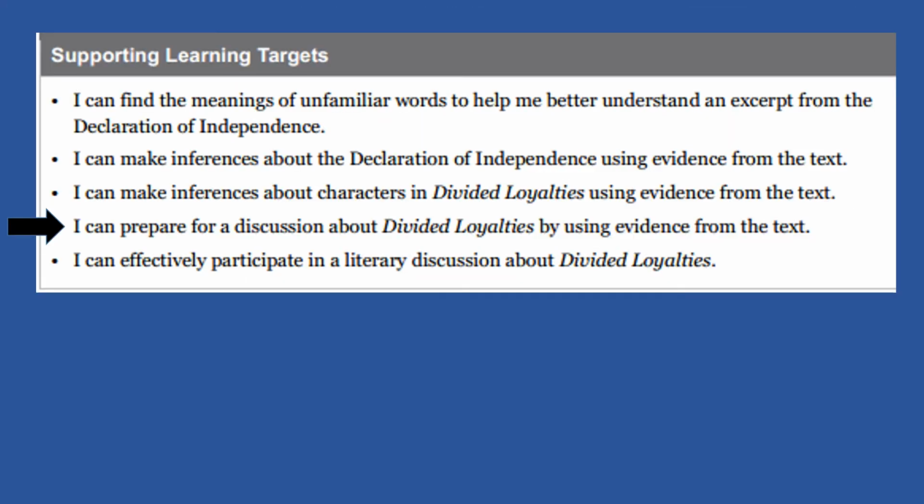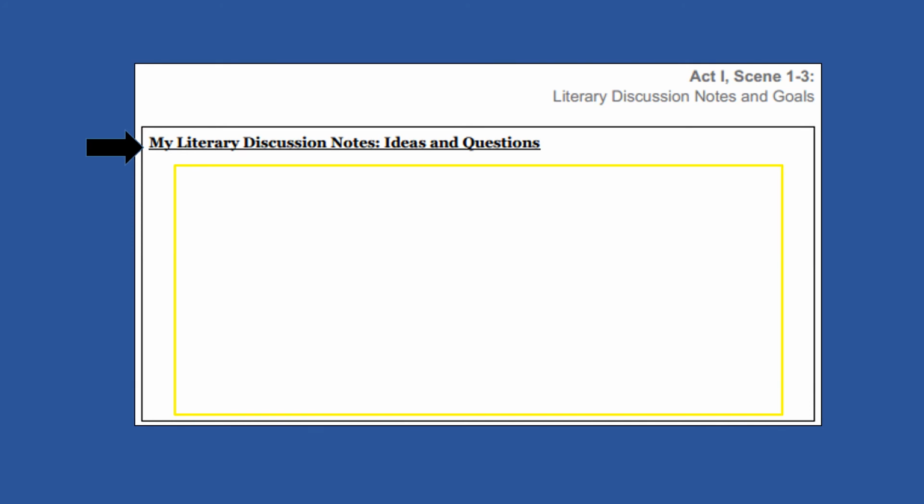I can prepare for a discussion about Divided Loyalties by using evidence from the text. In this space provided, record any other notes or ideas or questions that you have in preparation for your literary discussion.